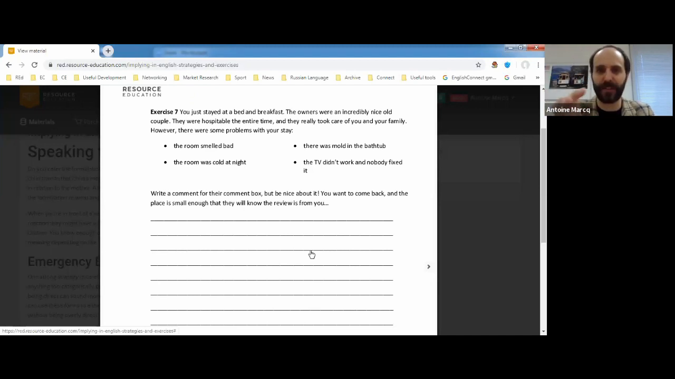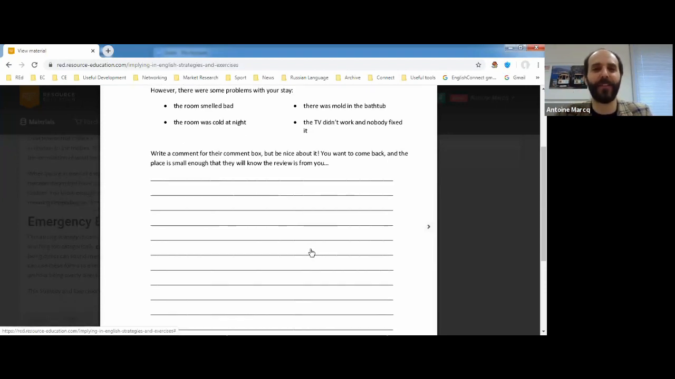As we said at the beginning, the owners were an incredibly nice old couple. You want to come back, and the place is small enough that they will know the review is from you. So you don't want to offend them. You want them to be happy when you come back, and at the same time, you want to give them constructive criticism because you care, so that they improve their bed and breakfast.